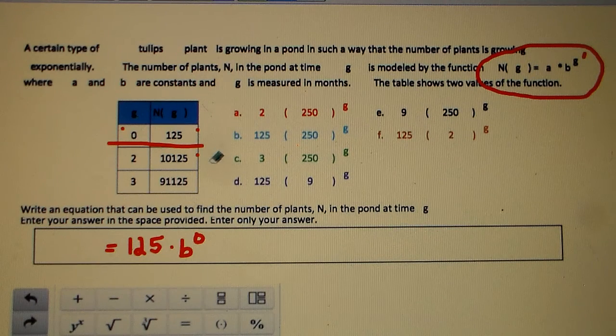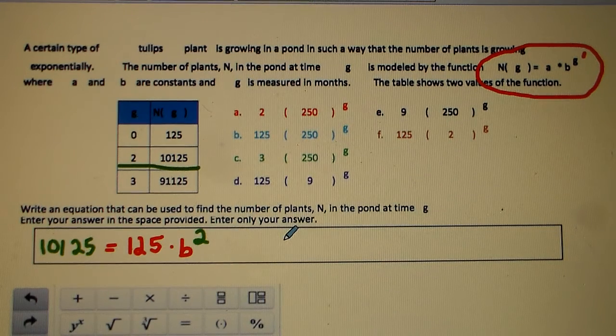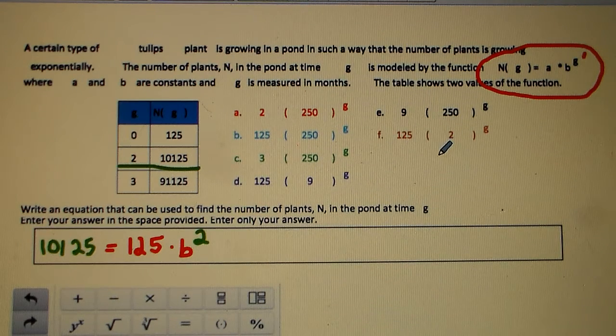Now, we also have to consider the second part, when g is 2. So when g is 2, it's going to be 10,125. So I'm going to leave that 125 in for that a part, and I'm going to put in 101.25. And then instead of the power being 0, I'm going to put the power of 2 in. Now our goal is to solve for b, to figure out what that b value is, because that's what we're looking for here in our multiple choice.